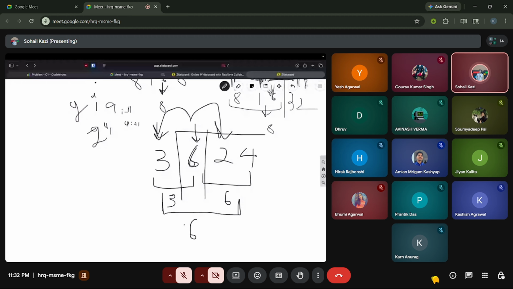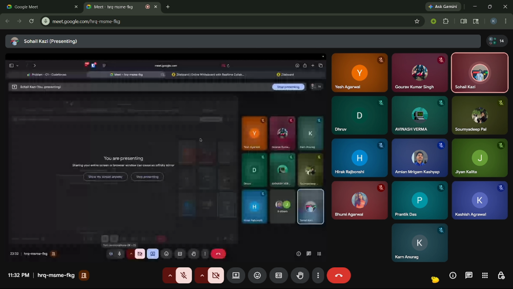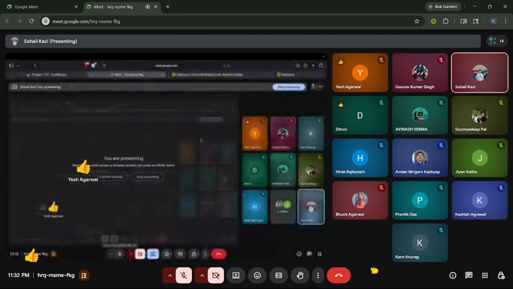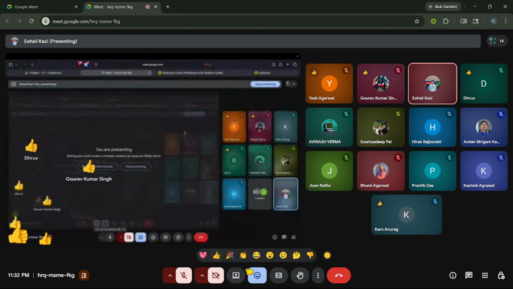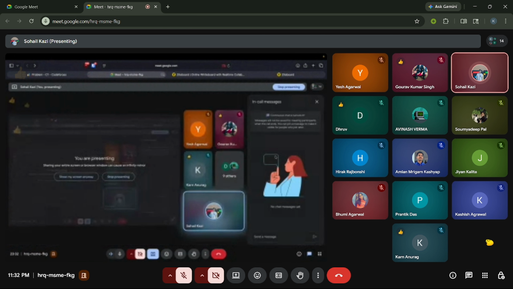So if you look at the code, is this understood? Does someone have a doubt? You're free to ask. You can also write your doubt in the chat if you have something.